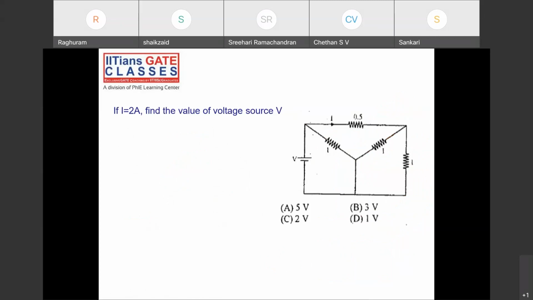Yeah, this one: if I is equal to 2 amperes, and these are all 1 ohm resistors, find the voltage source V.